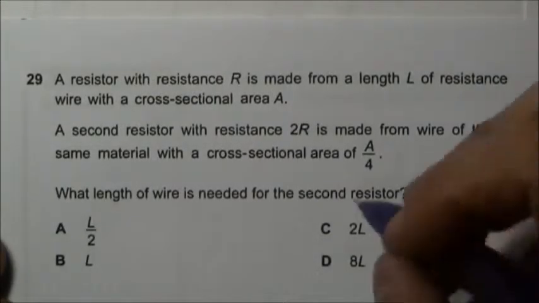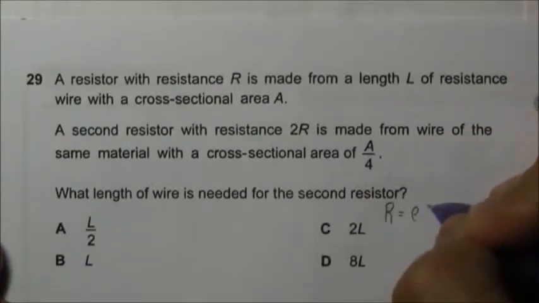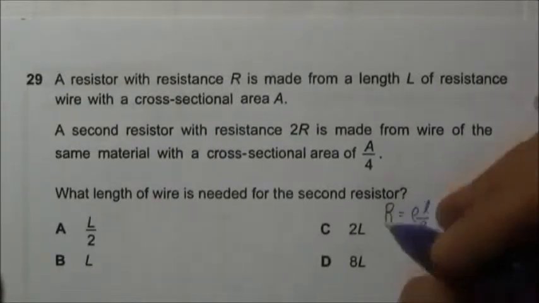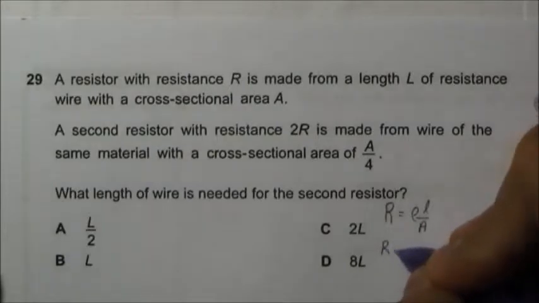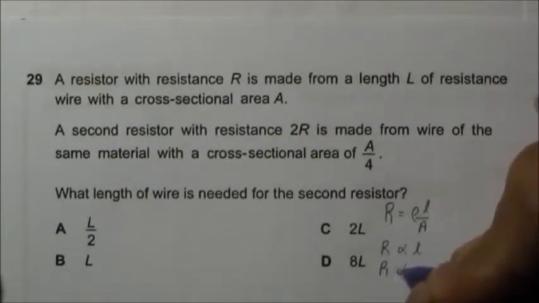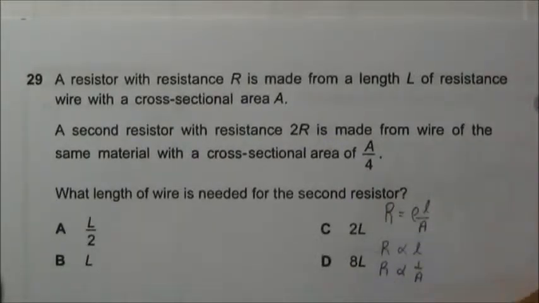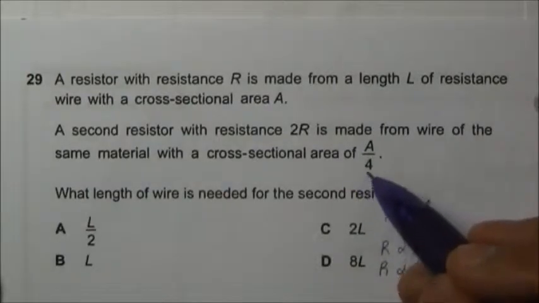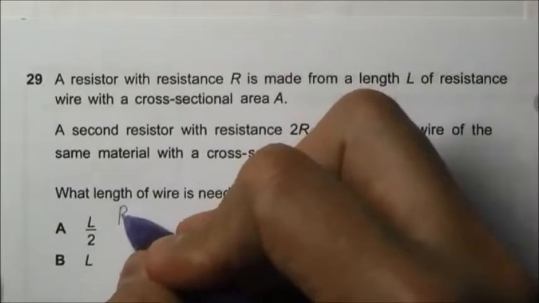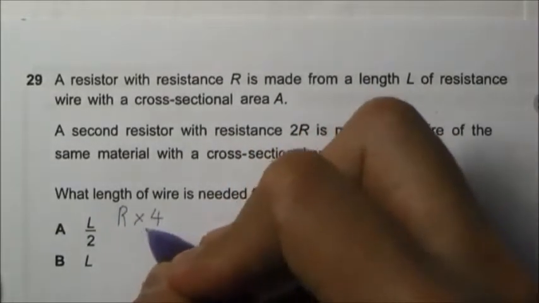Okay, in this question we have to make use of the formula. Resistance of a wire is equal to the resistivity multiplied by the length divided by the area. So we know that the resistance is directly proportional to the length and inversely proportional to the area. If the cross-sectional area decreases by 4 times, the original resistance R is going to increase by 4 times. So it becomes 4R.